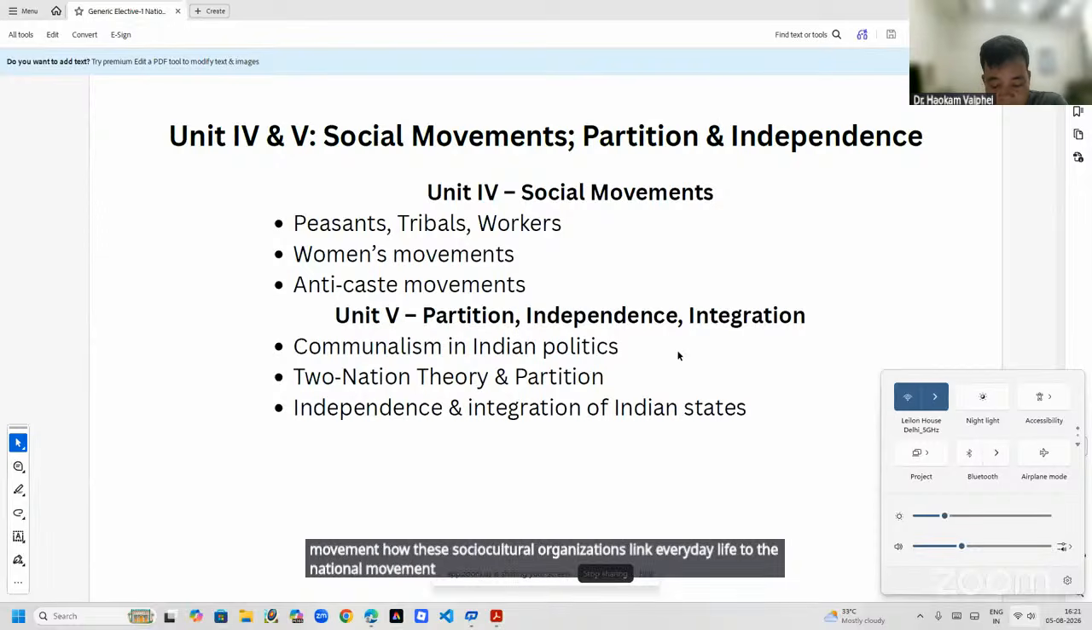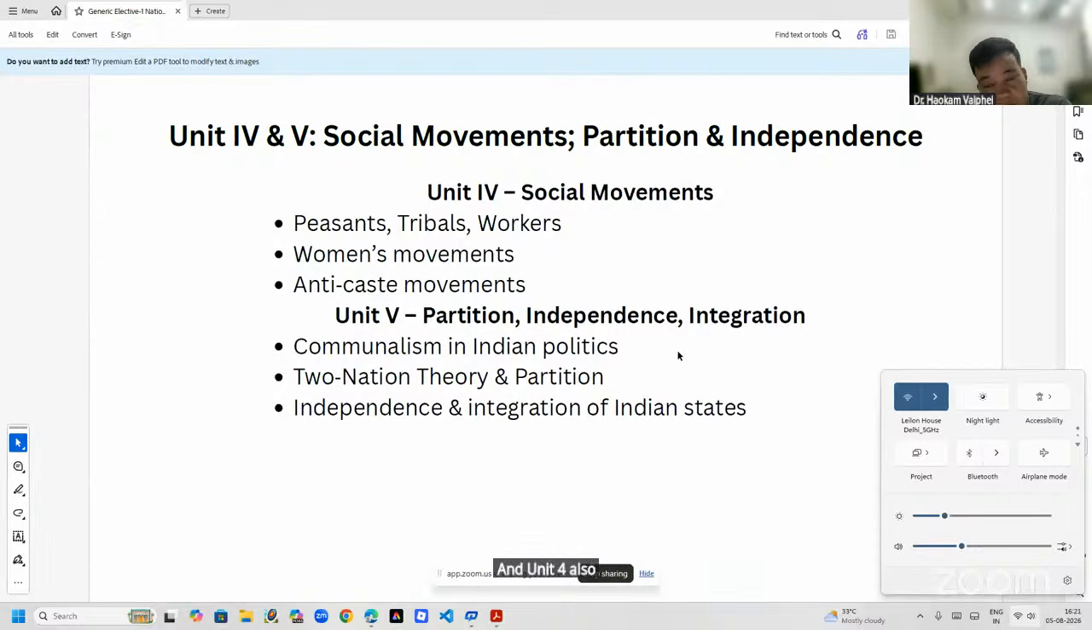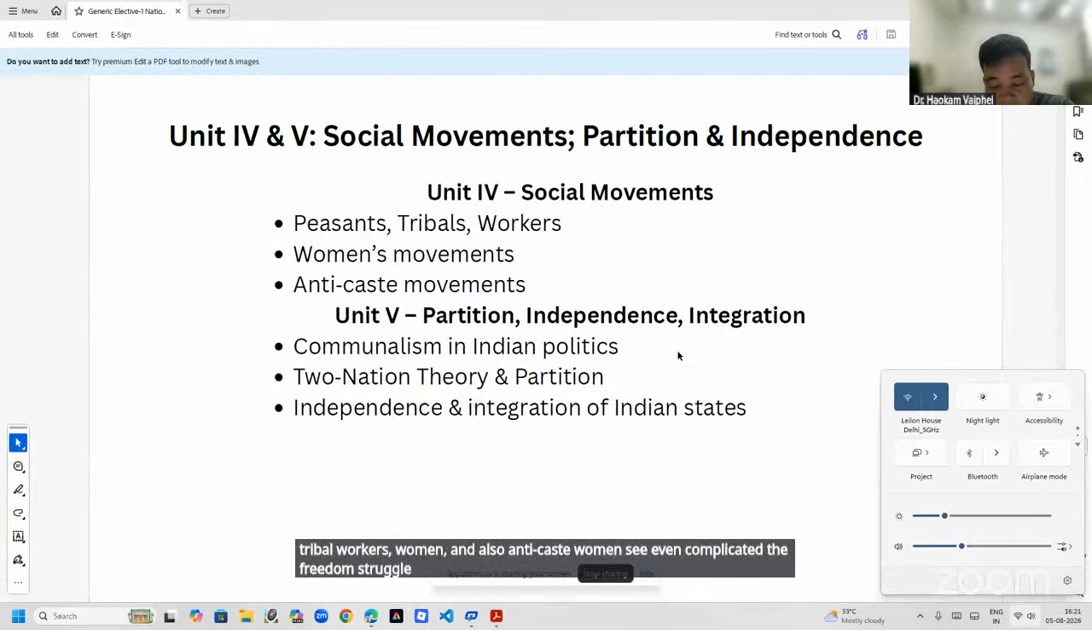Unit 4 will also discuss how peasants, tribal workers, women, and anti-caste movements shaped and complicated the freedom struggle, bringing in questions of issues like class, caste, and gender, and also the two-nation theory and the integration of princely states into the Indian Union.